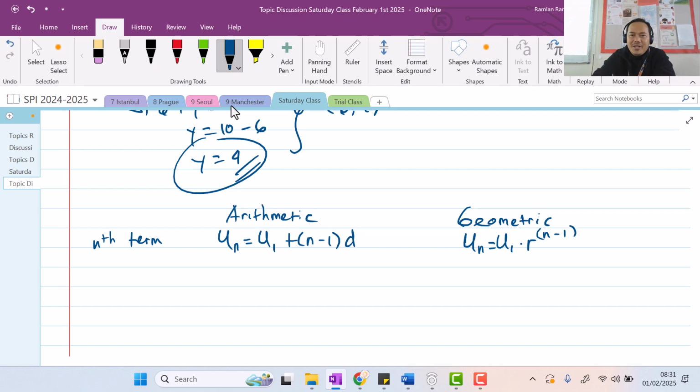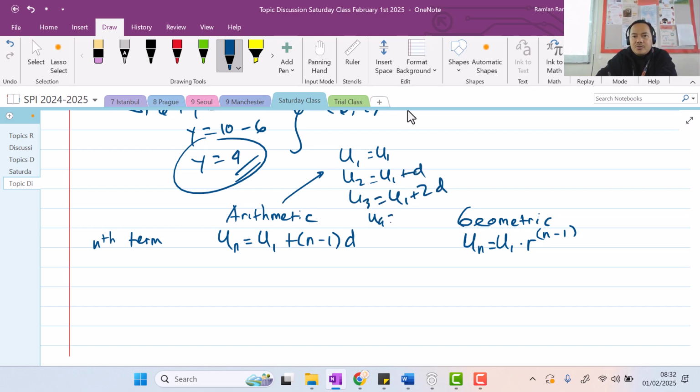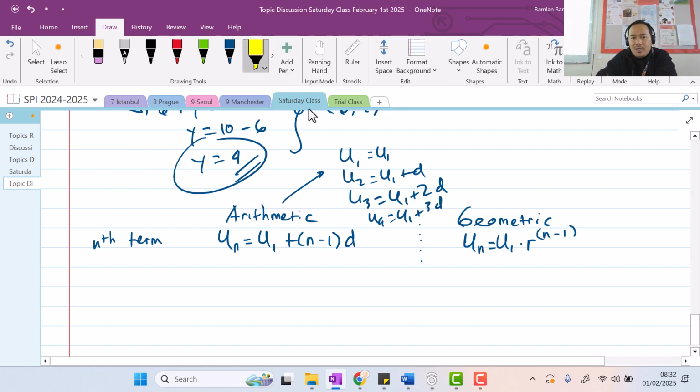Okay. Now, you can actually see the pattern, guys. If you still remember, I hope you still remember, the pattern is like this. If I have the arithmetic sequence, let's say u1 equals u1, u2 equals u1 plus d, u3 equals u1 plus 2d, u4 equals u1 plus 3d, and so on. Notice that if this is 2, this is 1, if this is 3, this is 2, if this is 4, this is 3, and so on. So this is actually the pattern.